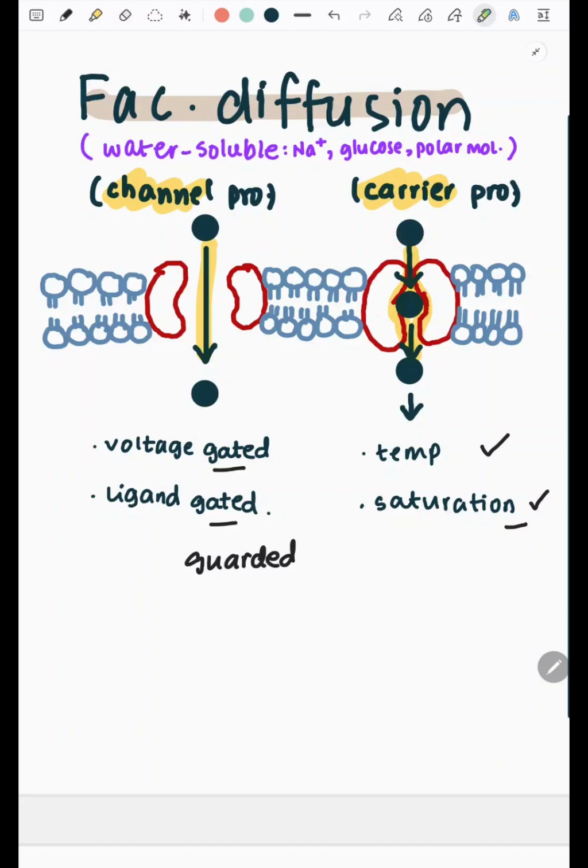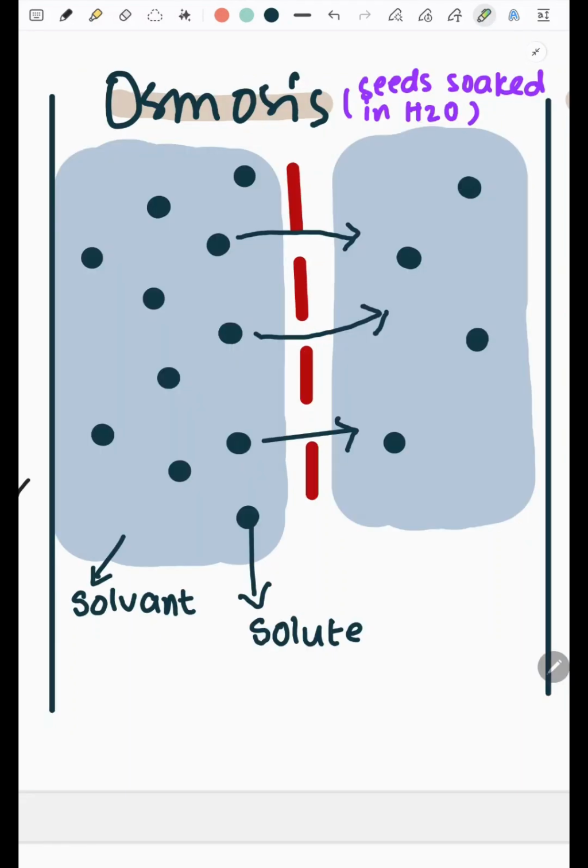So they are affected by temperature and saturation both. Osmosis. Osmosis is similar to diffusion, that is, molecules move from an area of higher concentration to lower concentration through a semi-permeable membrane. But the difference is that these molecules are dissolved in some sort of solvent, and inside the body this solvent is mostly water. The solute molecules can cross, but the solvent will not.